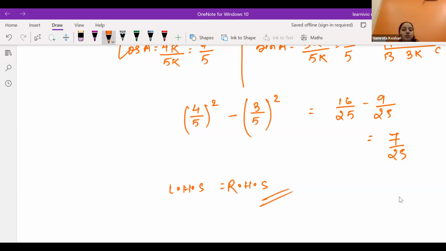Okay. We have checked, both are same. The question was to check whether the left hand side is equal to the right hand side or not, and we have checked that. So how will we approach the question?